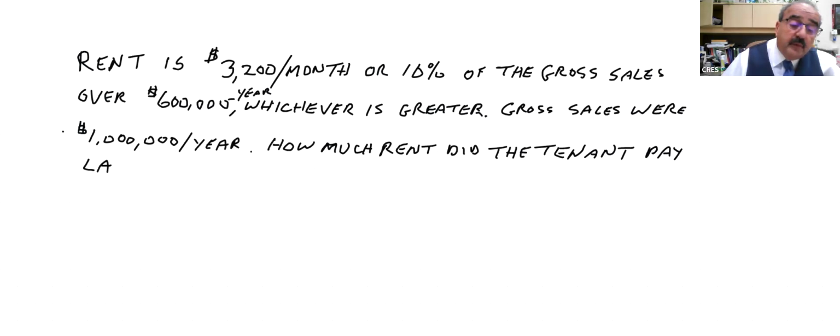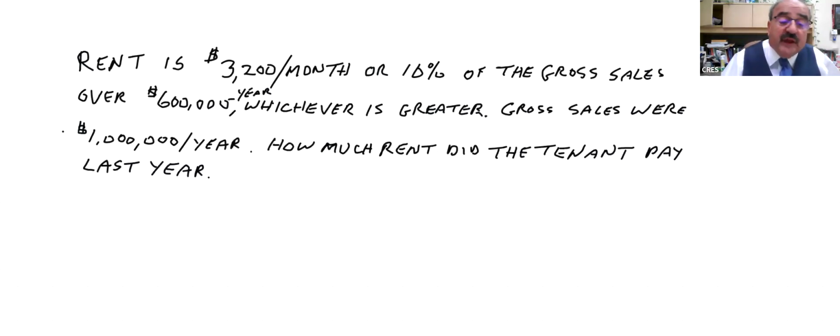So here's the problem. The rent is $3,200 a month, or 10% of gross sales over 600,000 a year, whichever happens to be greater. Gross sales were $1 million last year. So the question is, how much rent did the tenant pay last year?